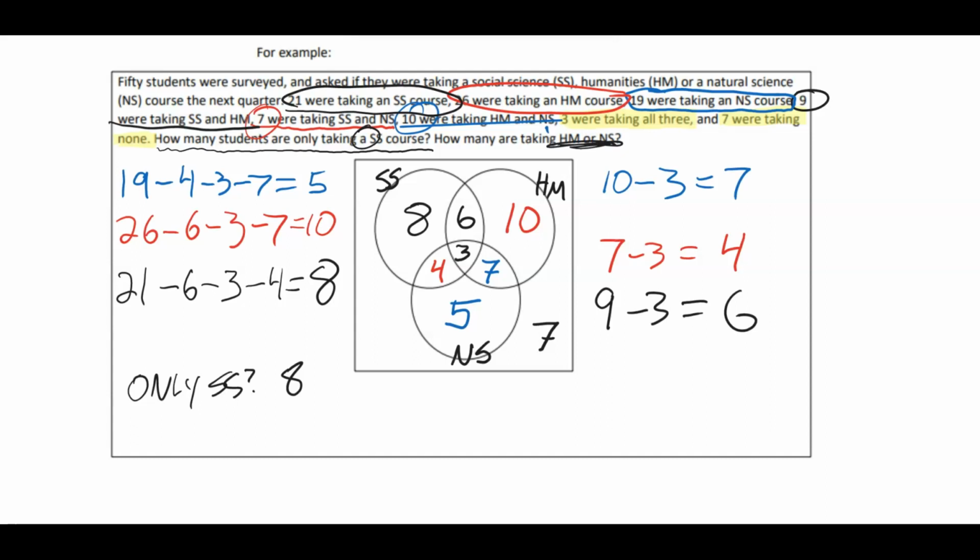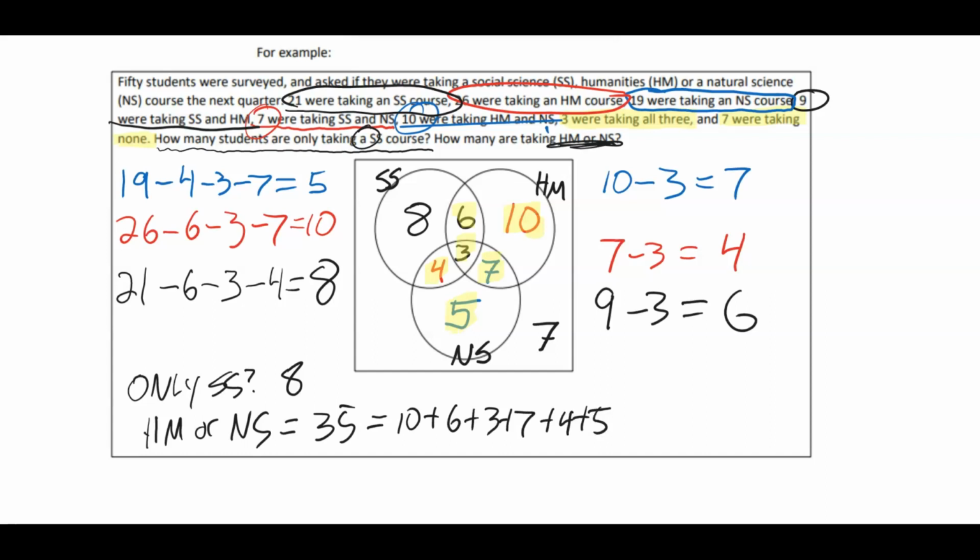Now for the HM or NS, it's HM or the NS. That would include these other 4 and 5. If we were to add up 10 plus 6 plus 3 plus 7 plus 4 plus 5, if we add up those 6 numbers, we will answer the HM or NS. That's 35.